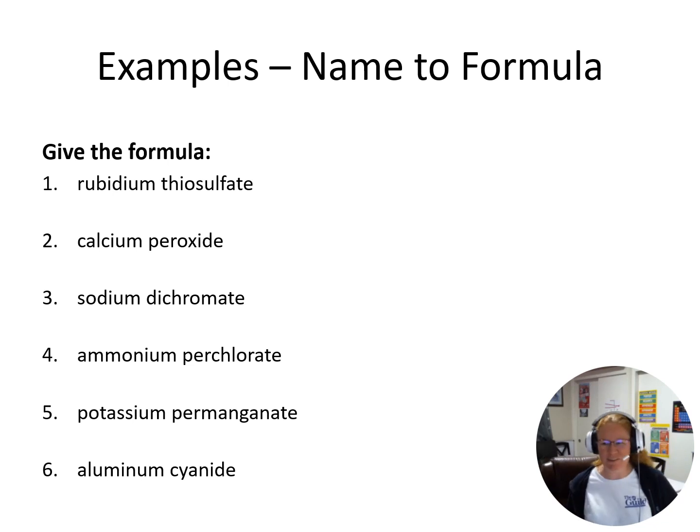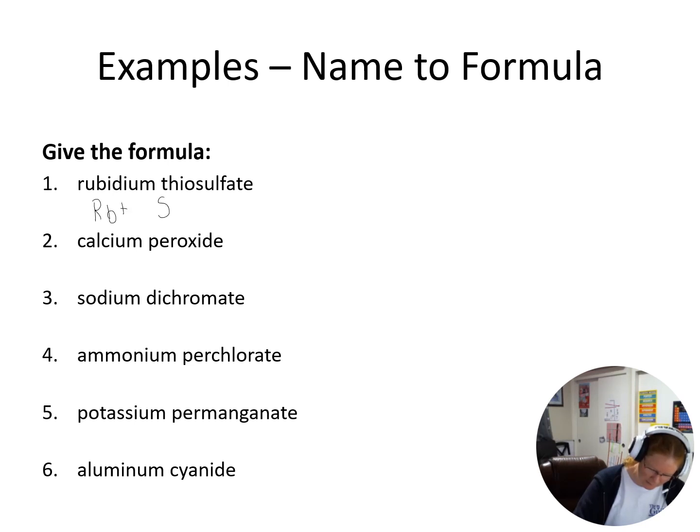Okay, same deal with this. Try them on your own. Have those lists in front of you while you try them. And then unpause and check your answers. All right, so let's see how you did. So you're going to get, okay, so it should give you Rb2S2O3. Okay. Calcium, and then peroxide.